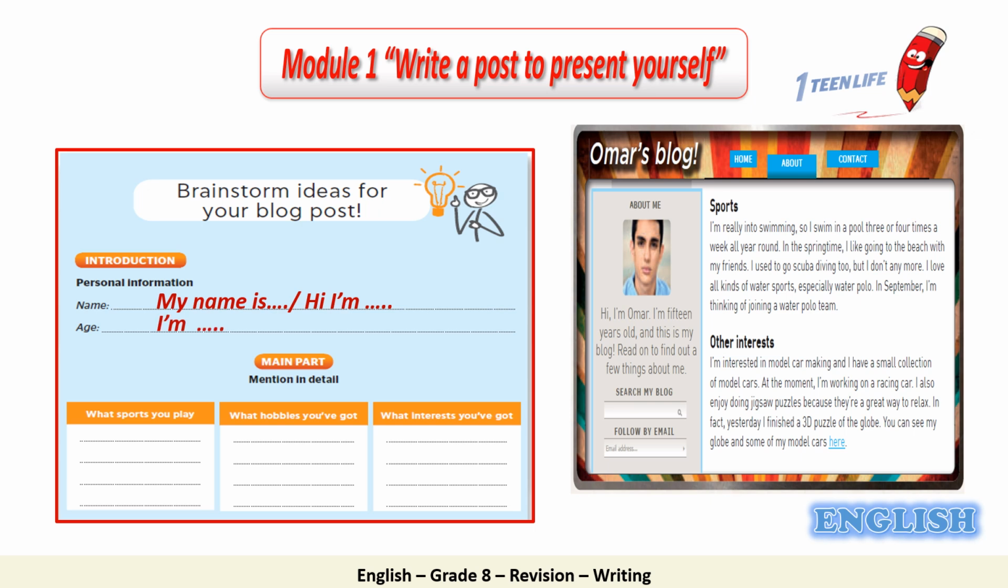In the main part, you have to mention in detail, well done, sports you play, such as tennis and basketball, hobbies you've got, such as coin collecting and horse riding, and interests you've got, such as blogging and astronomy.